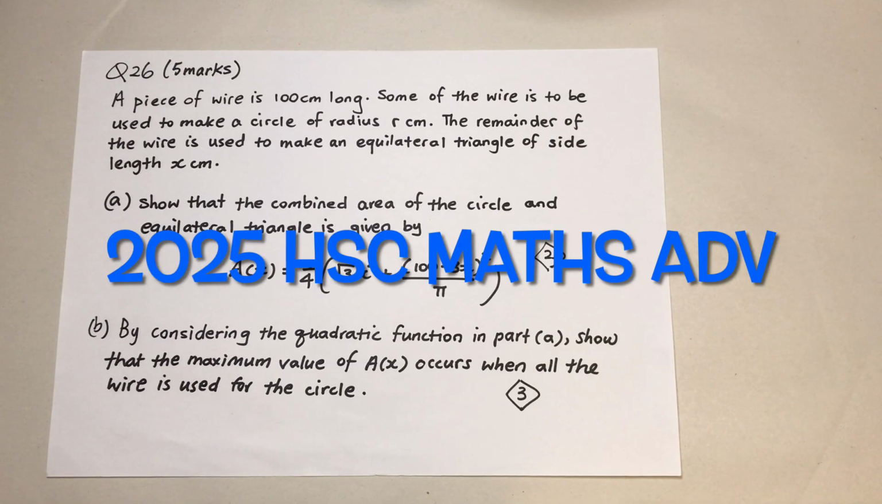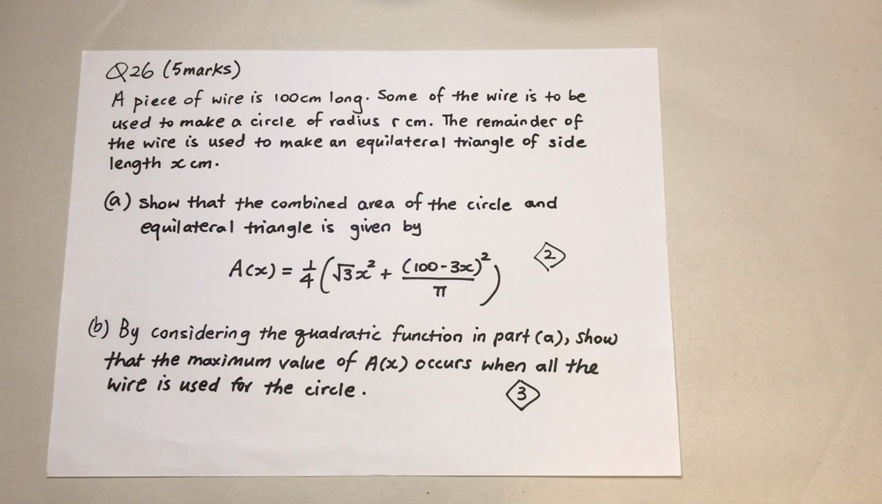Here is the question. A piece of wire is 100 centimeters long. Some of the wire is to be used to make a circle of radius r centimeters. The remainder of the wire is used to make an equilateral triangle of side length x centimeters. Part A. Show that the combined area of the circle and equilateral triangle is given by the formula, and that's the 2 marks.